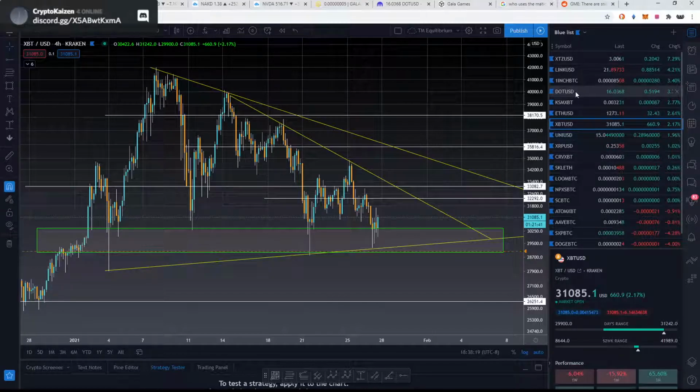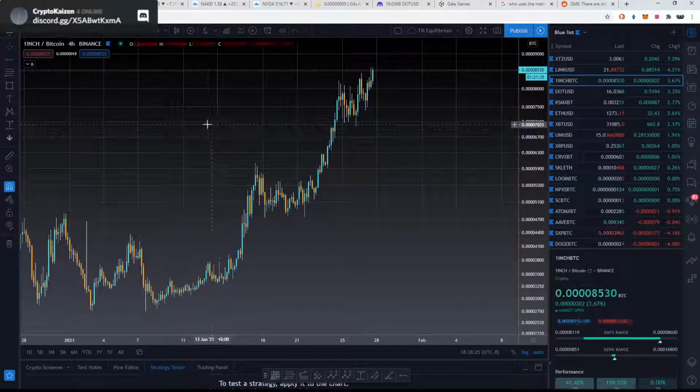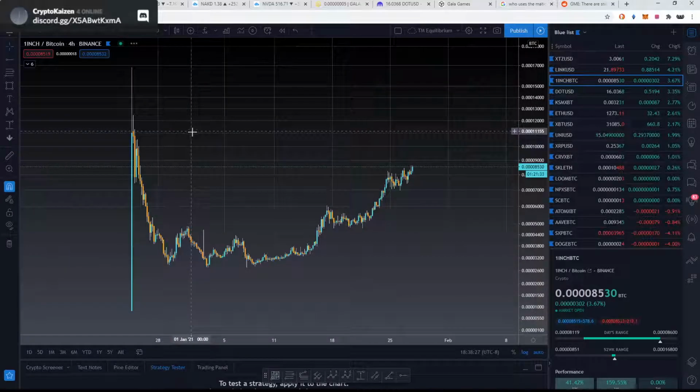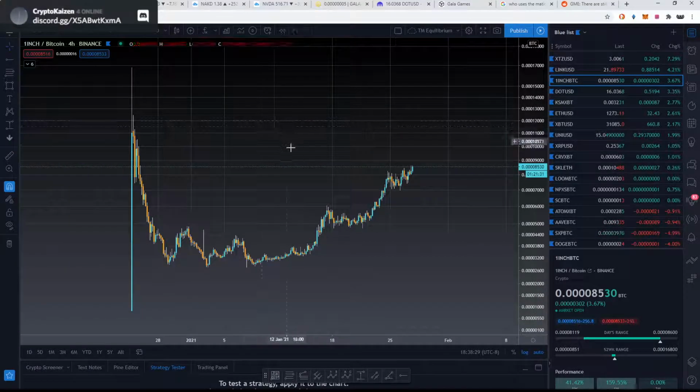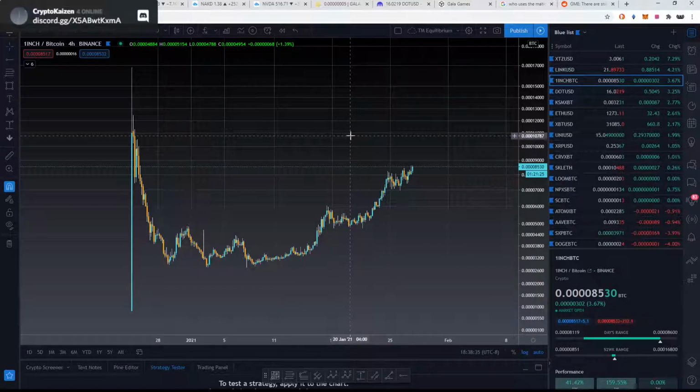So let's start from the top of the ones that are there. Nobody asked for Link, so we won't do that. So we'll go 1 inch. Okay. And I'm going to do this in terms of Bitcoin because when you're playing alts, you're playing to make more Bitcoin. Because ultimately that's going to make you more USD.